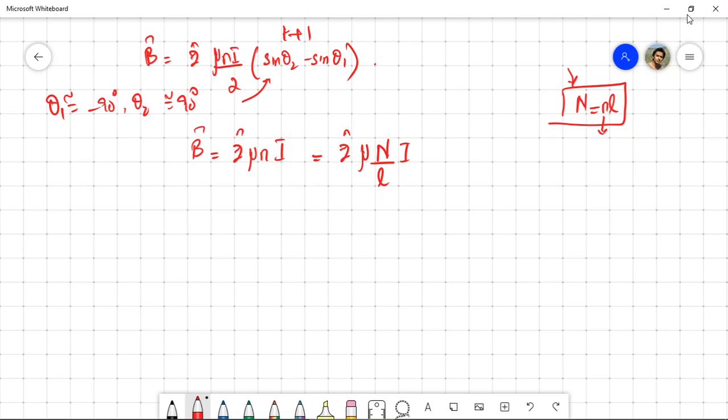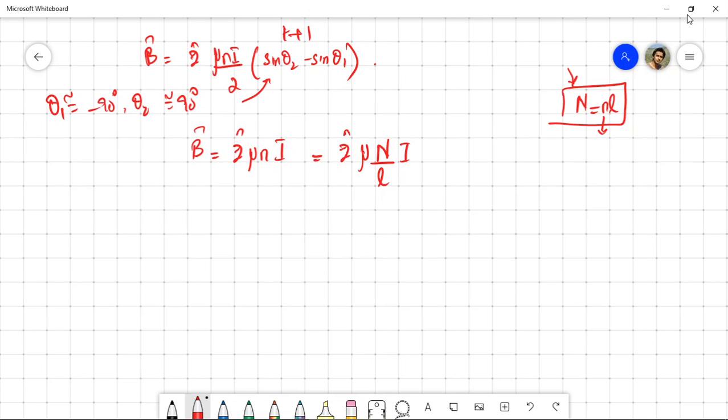So we usually have the total number of turns given to us by the author or by the examiner. That is why we try to mention this equation in the form of capital N instead of small n, so that you do not get confused about which n you have to use in the solution of your numerical.